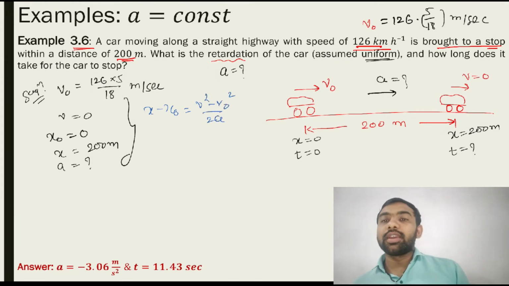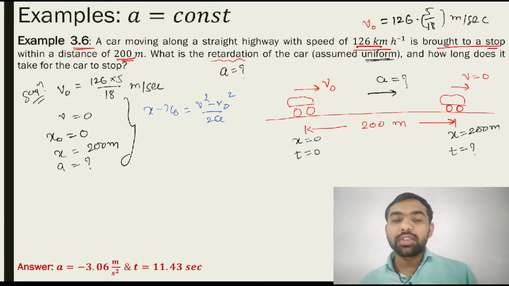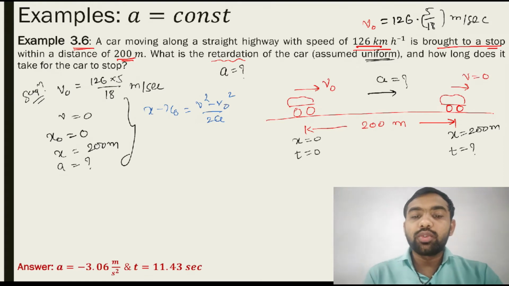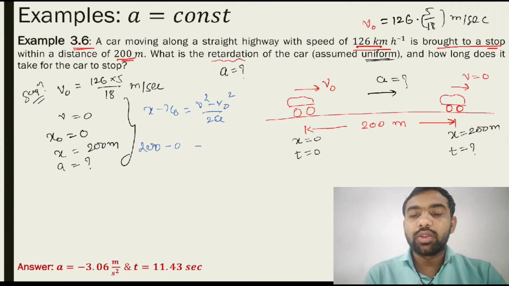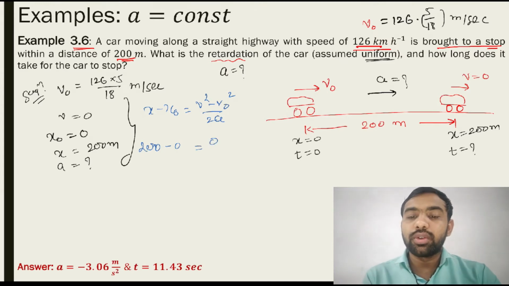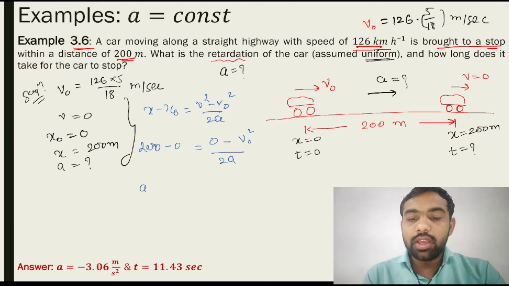See, x is given, x0 is given, v is given, v0 is given, and a is to be found out. So use this formula. Write down all this data: 200 minus 0 is equal to v, which is 0, minus v0 square, it's given actually, upon 2 into a. So a is equal to minus v0 square.